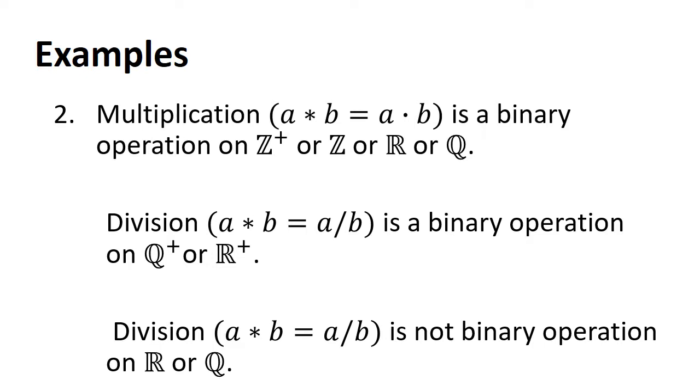Same is true with rational numbers. If you divide a fraction by 0, it will not give you a rational number, and that therefore makes division not a binary operation.